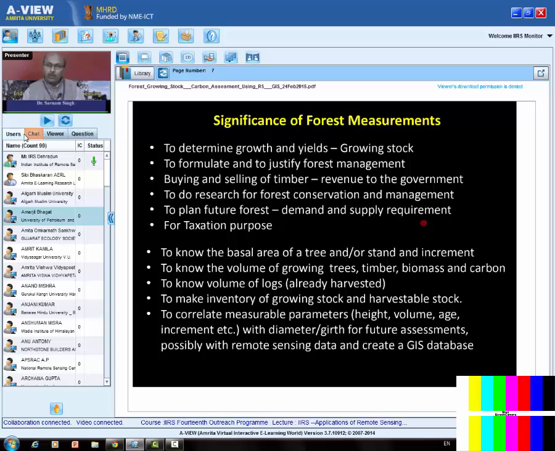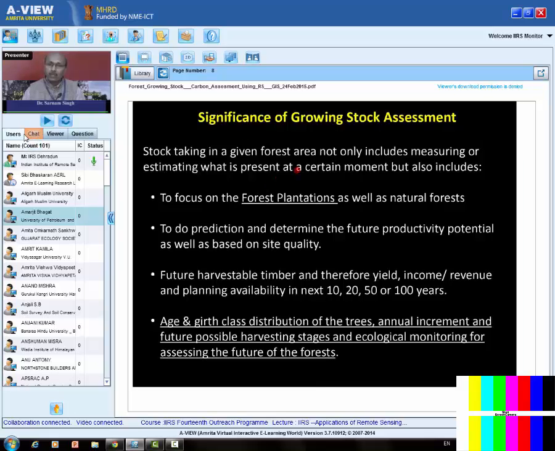Similarly, we would like to also correlate, because now we focus more on the non-destructive measurements or the assessments of the biomass, carbon and the growing stock. We would like to correlate these measurable parameters such as height, volume, age, increment, etc. with the diameter or girth, which are easily measurable from the field. As well as now we have high resolution satellite data or aerial photographs where you have the crown cover, which can be related with the bole diameter and which can be modeled further with the remote sensing data, and to create a GIS database which can be used for further modeling purposes. So that's a very important aspect of input that comes from remote sensing.